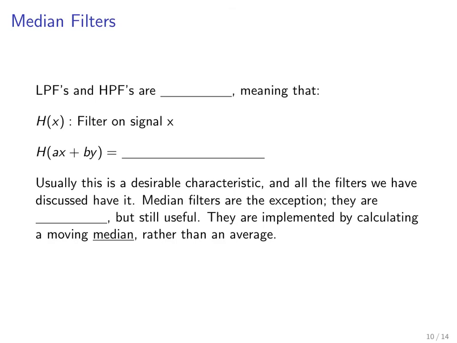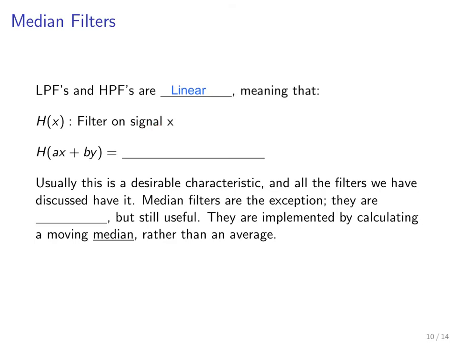The last kind of filter that I want to talk about is a really cool one called a median filter, or perhaps better called a moving median filter. And to introduce them, I want to contrast them with low-pass filters and high-pass filters. Low-pass filters and high-pass filters are linear, or at least the kinds we've been talking about are linear, meaning that if we have some given filter h of x, which is a filter applied to some signal x, right? So y equals h of x would be some filtered version of the signal x.